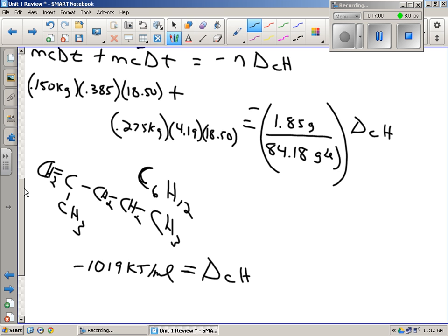So that's that. Good. You don't need an equation for that one. You obviously should be able to write one out, but you don't need one for that. All right. Another calorimetry one here. Here we go.